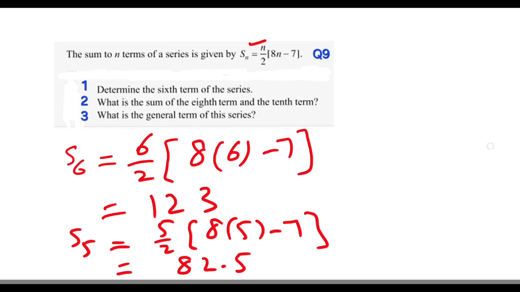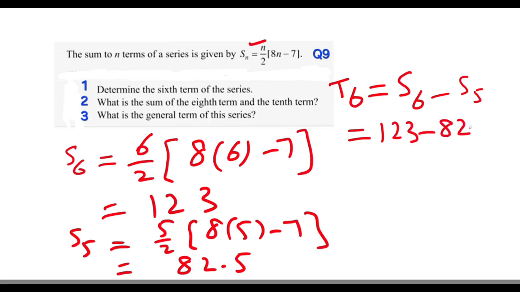Now I can calculate the T6. So the T6 will be S6 minus S5. So the S6 we have, 123 minus 82.5. So the sixth term, S6 minus S5, the answer will be 40.5. This is my final answer.